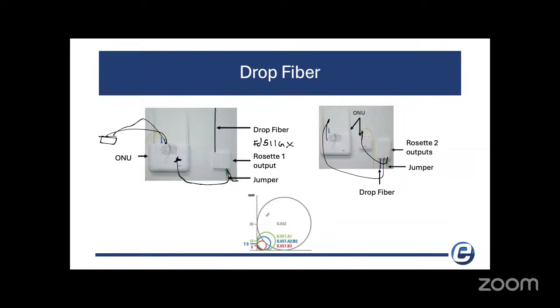So our drop fiber is in the standard of G.657.A2. So it gives you better resistance. It's more flexible, so it won't break as easily in scenarios like this one right here, where you're bending the fiber. It has a greater bending resistance.